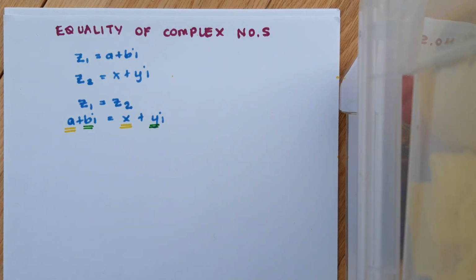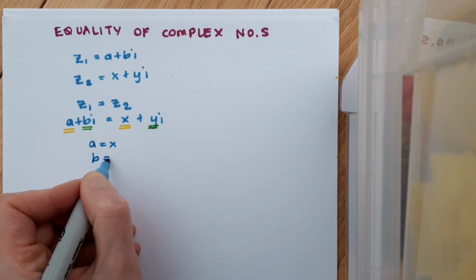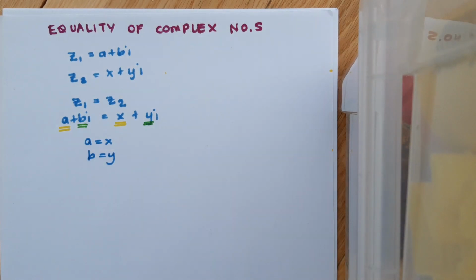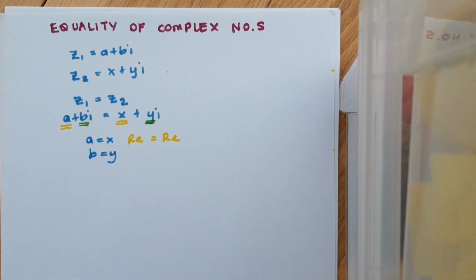And generally it's the coefficients that I'm focusing on here. So I can say, for example, that a is equal to x and b is equal to y. And so just to refer back again to what I was saying a moment ago, the real equals the real and the imaginary equals the imaginary.